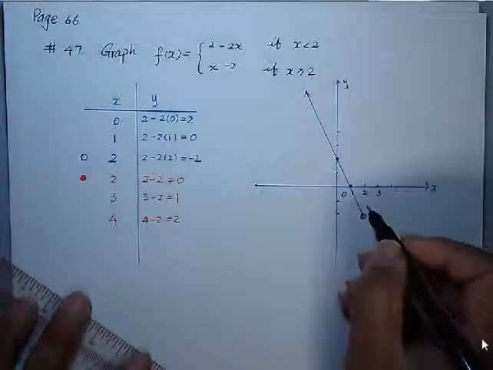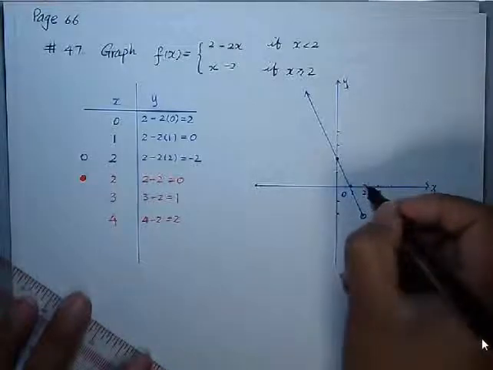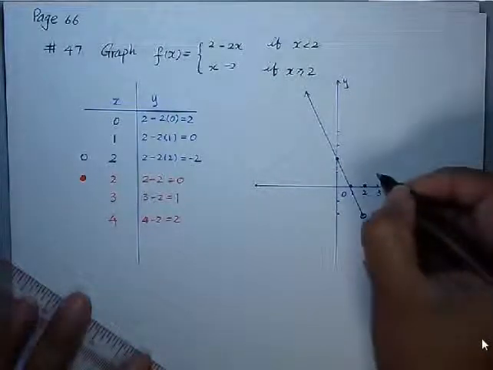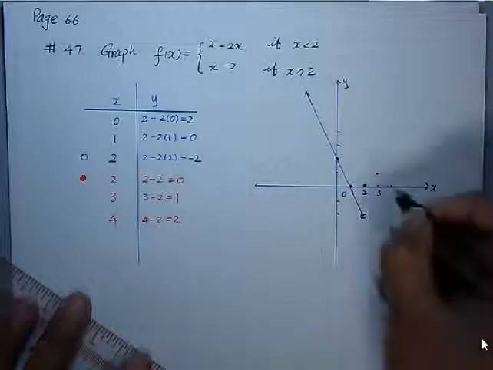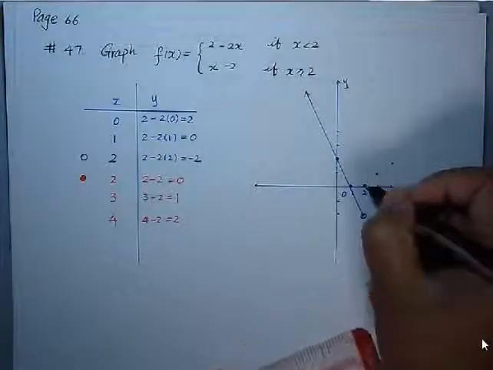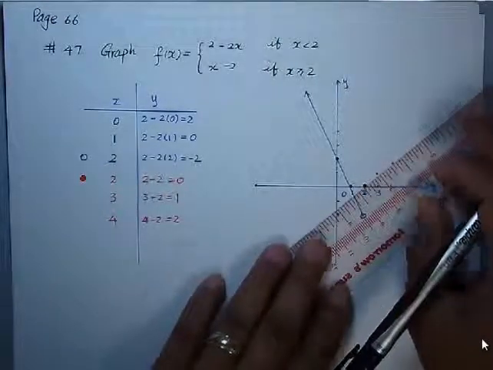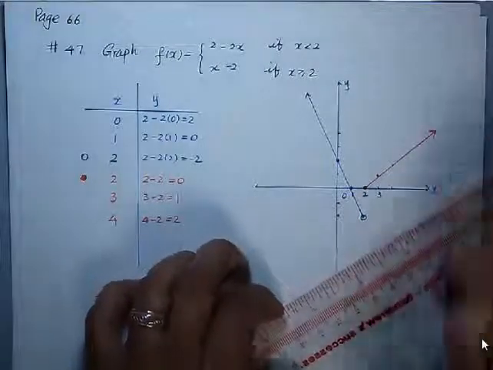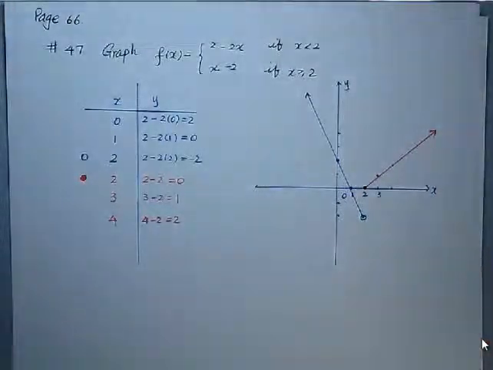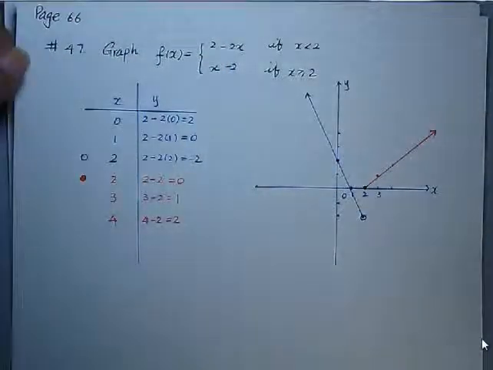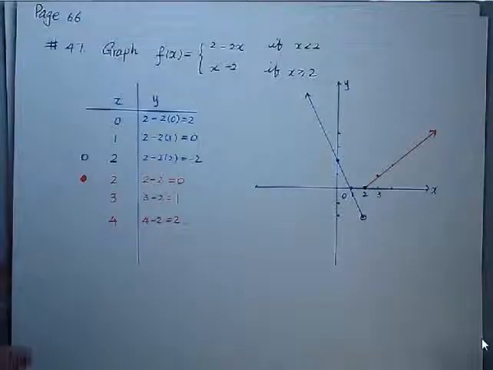So that will be 2, 0 right here, the x-intercept, and 3, 1 will be this point. 4 corresponding to 2 will be this point, and including this point, right? So let's connect that, and that's the second piece. So that's a piecewise function. We have 2 pieces defined and 2 pieces graphed in here. Let's take a look at another piecewise function.